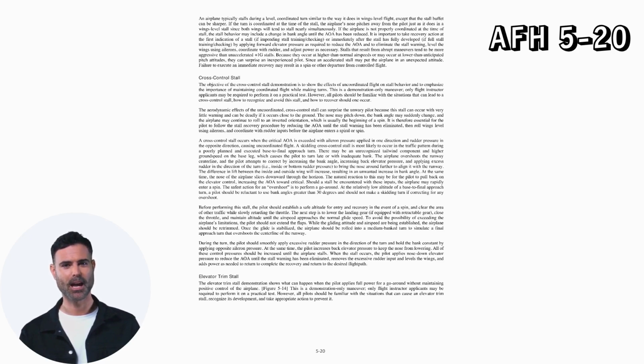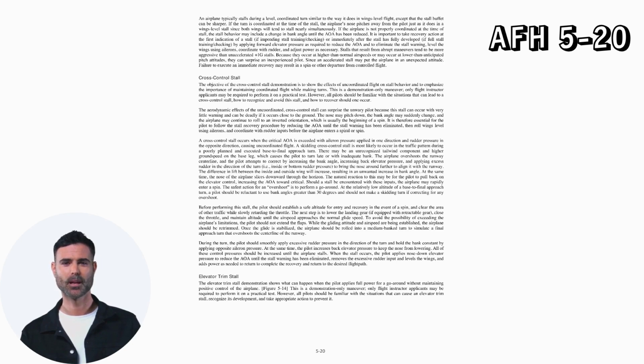Stalls that result from abrupt maneuvers tend to be more aggressive than unaccelerated +1G stalls. Because they occur at higher than normal airspeeds, or may occur at lower than anticipated pitch attitudes, they can surprise an inexperienced pilot, since an accelerated stall may put the airplane in an unexpected attitude. Failure to execute an immediate recovery may result in a spin or other departure from controlled flight.